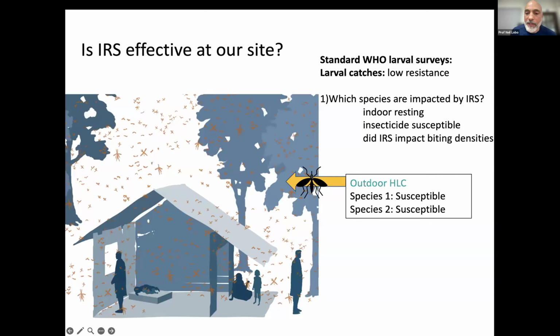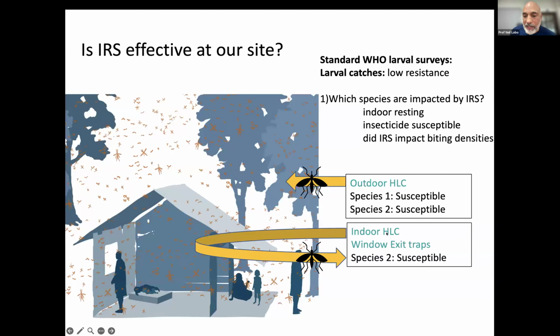In outdoor HLCs, we found species 1, which was susceptible to the insecticide. We found species 2, which was also susceptible. So species 1 and species 2 are susceptible. The insecticide would kill them, but they were outdoors. They were not found indoors, which means IRS would not impact them.